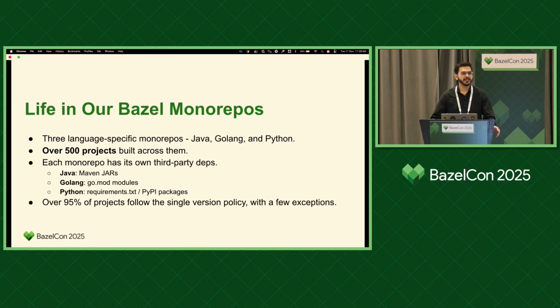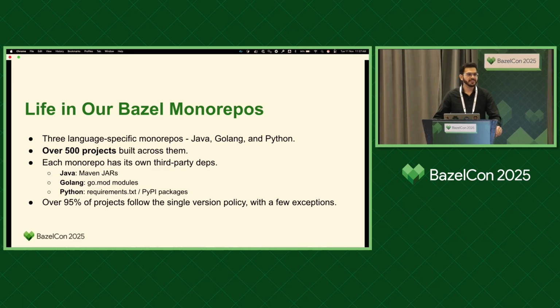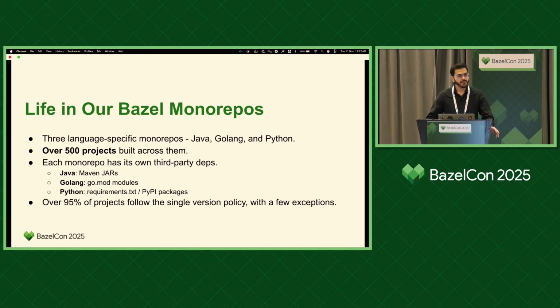So our team manages 3 language-specific monorepos: Java, Golang and Python. We have over 500 projects built across them, and each of the monorepos has its own set of third-party dependencies. That is jars in Java, modules in Golang and packages in Python. We have over 95% of the projects following the single version policy with a few exceptions.